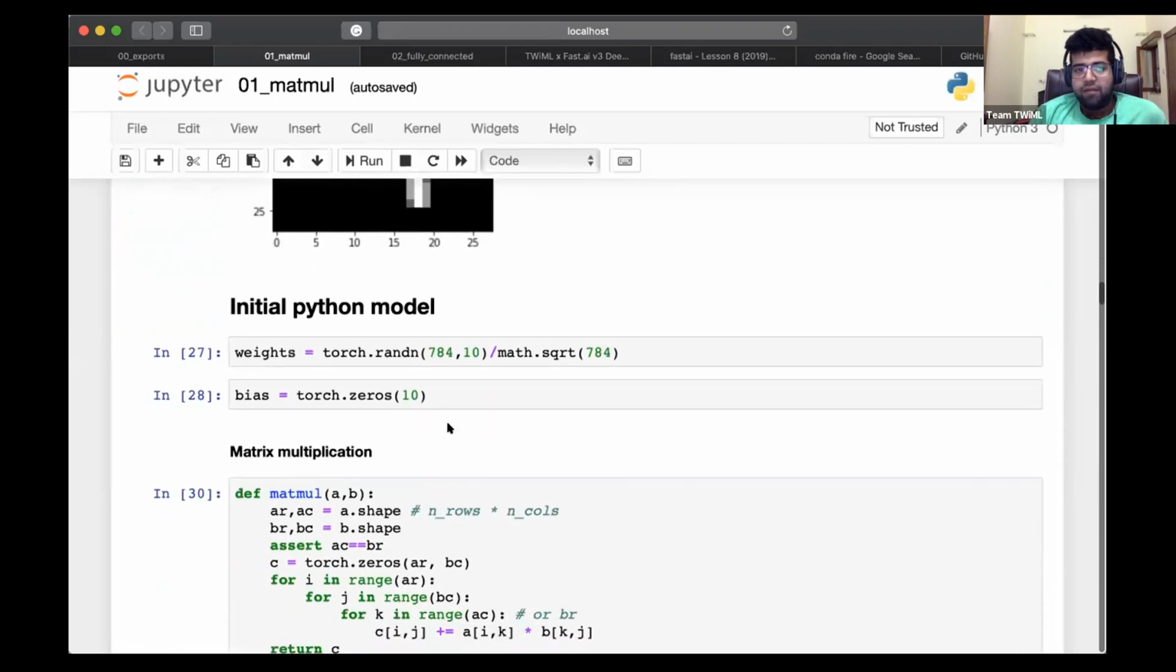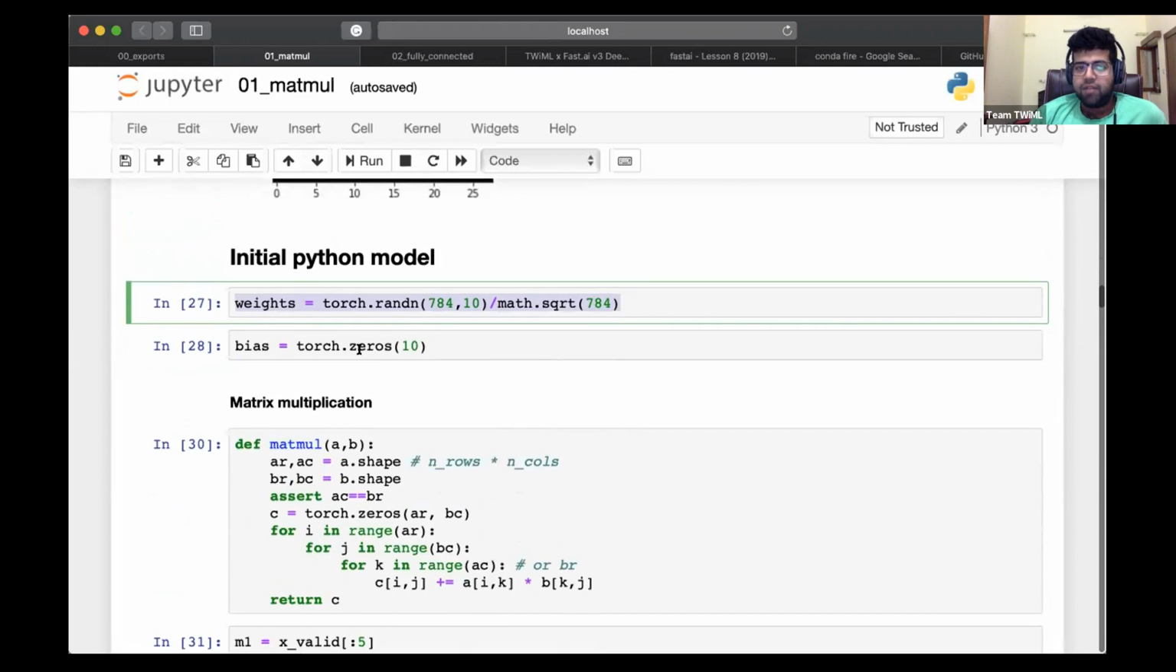And followed by that, we initialize our weights. This is, I believe, called Kaiming-He initialization. So we divide by the square root of the input size, followed by which we define our bias.